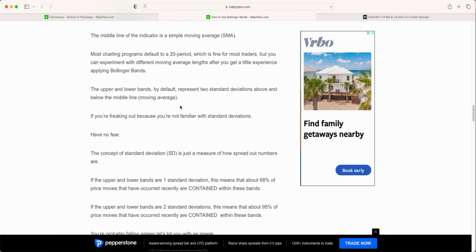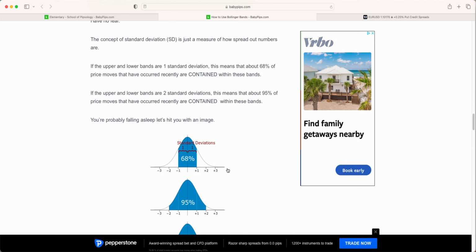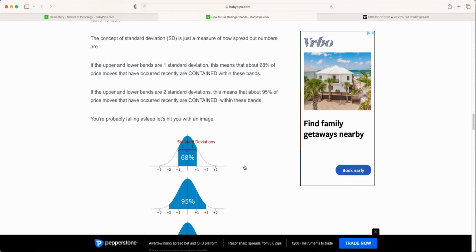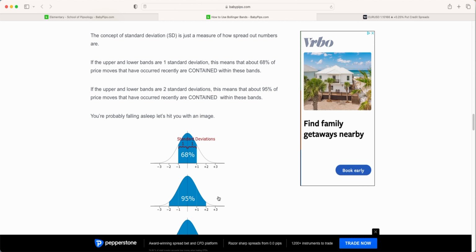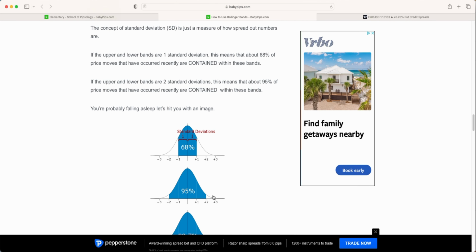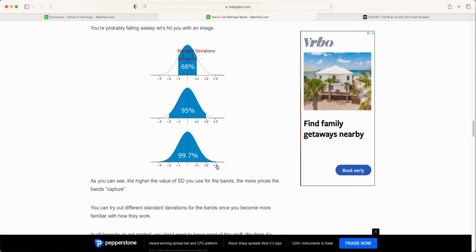And the bigger the standard deviation, the higher the probability that price action will stay within the bands. So if we have a look at this chart over here, what it's saying is that 1 standard deviation means that 68% of the price action will stay within the bands. And for a 2 standard deviation move, 95% of the price action will stay within the bands. And at a 3 standard deviation move, 99.97% of the price action will stay within the bands.